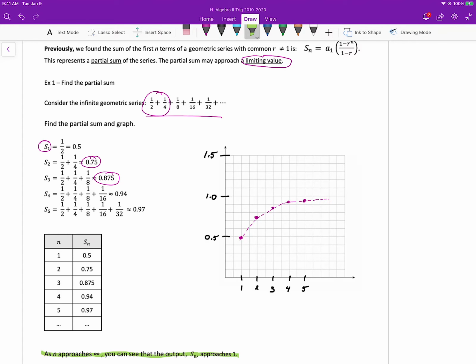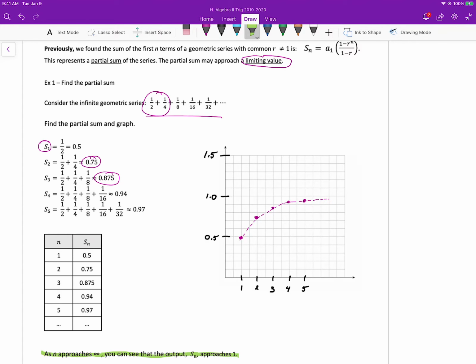We can also find this algebraically with this formula, and in order to use it, we need to know the common ratio, that's r. And if I look at our original series, I can see to go from 1/2 to 1/4, we're multiplying times 1/2. From 1/4 times 1/2 is 1/8, and then I'll check one more just to make sure I'm not making any mistakes. So our common ratio is 1/2.